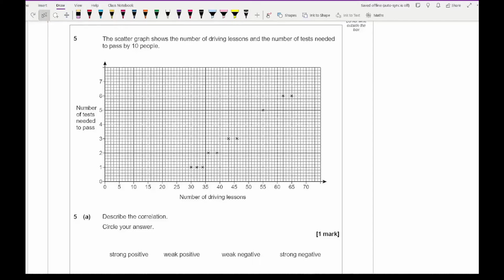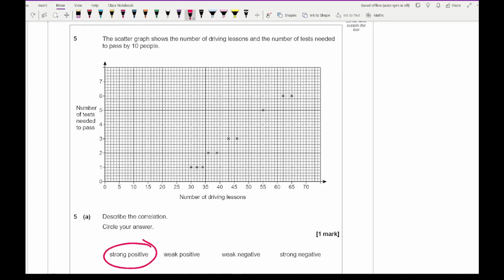So now let's have a look at question 5. Question 5 says the scatter graph shows the number of driving lessons and the number of tests needed to pass by 10 people. For 5a it says describe the correlation, and we need to circle the correct answer. For this one, it's going to be a strong positive correlation.